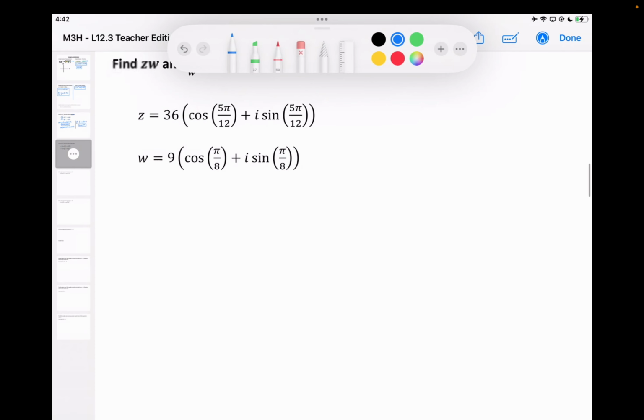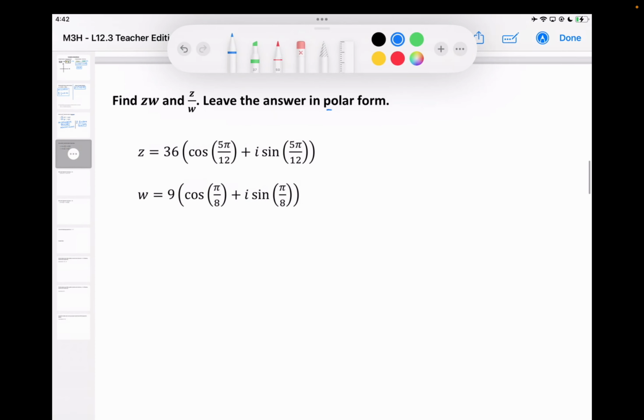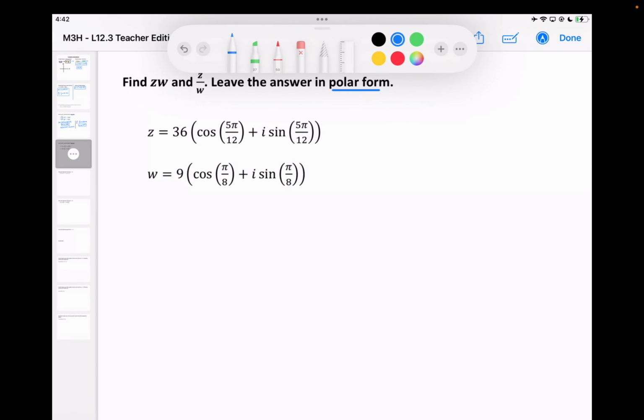Okay, let's do the same thing. This one's just in radians, but I'm still going to keep my final answers in polar form. Sometimes they'll use the term trigonometric form. They mean the same thing, just means you're going to have sine and cosine in the end. So let's start with z times w. So z times w, I'm going to go ahead and do my radiuses multiplied together. I'm going to shorthand it. And then I'm going to add 5 pi twelfths to pi eighths.